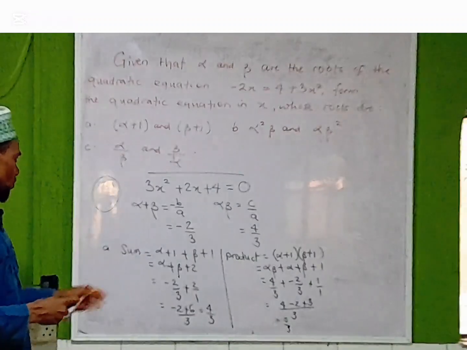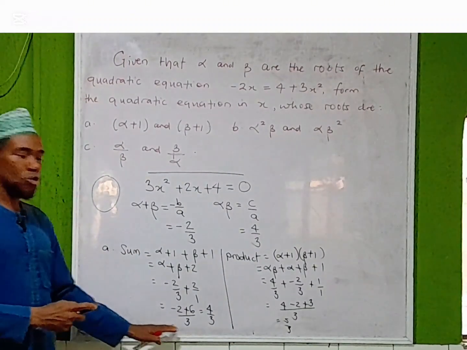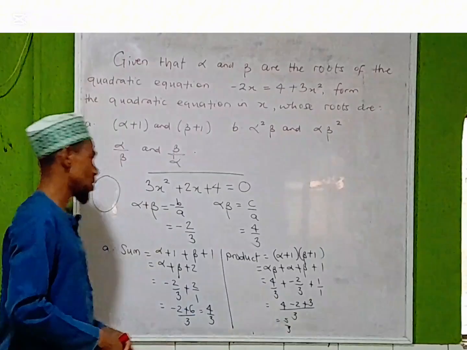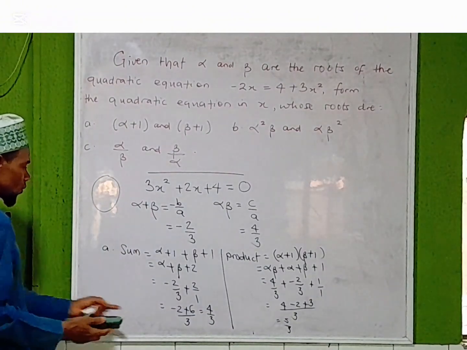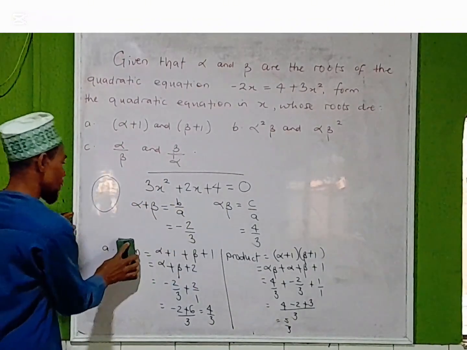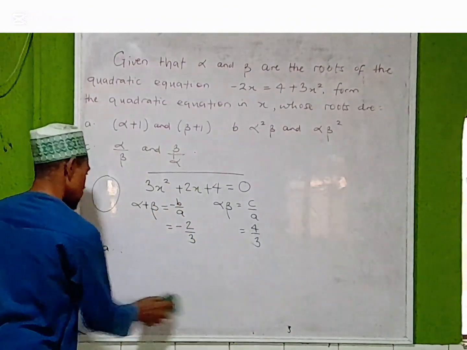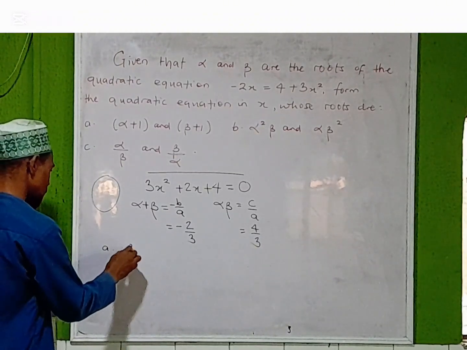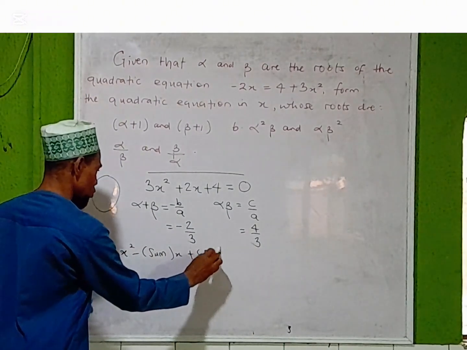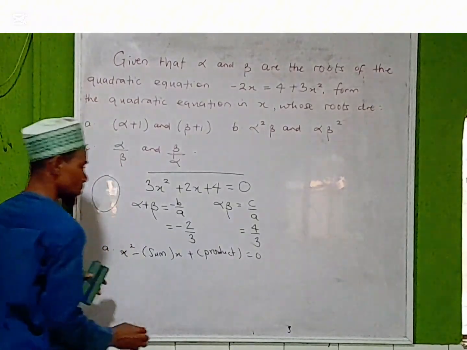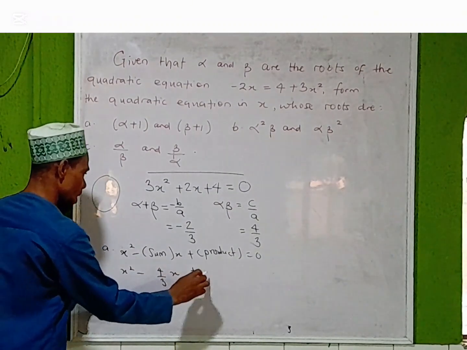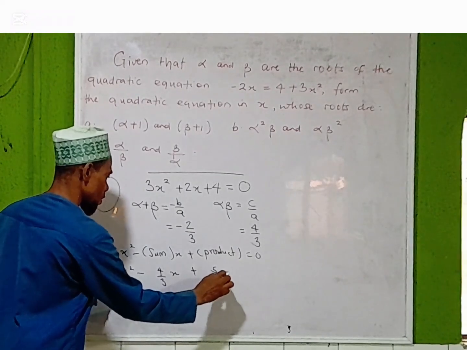So what we have done here is to compute the sum and compute the product, which in summary gives us 4 over 3 and 5 over 3. So all we need to do now is to slot in or substitute these values, 4 over 3 and 5 over 3, into the customized equation, which, if you have not forgotten, is x squared minus the sum of the roots times x plus product of the roots, all equals 0. So from our last sum, we had 4 over 3 x, and the product 5 over 3 equals 0.